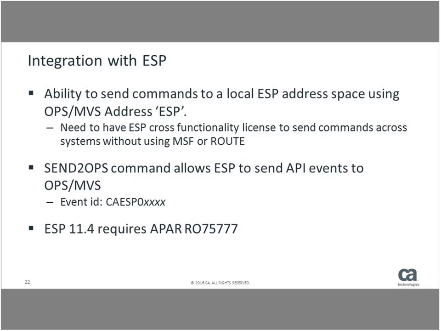and get that information. Additionally, in ESP, they added in a new command called SEND TO OPS, which will allow you to send API events over to Ops. So we really have that two-way communication now. So if they want to give you information, they can send it over. And then if you need to go and find information from them, you can use this ADDRESS ESP functionality.